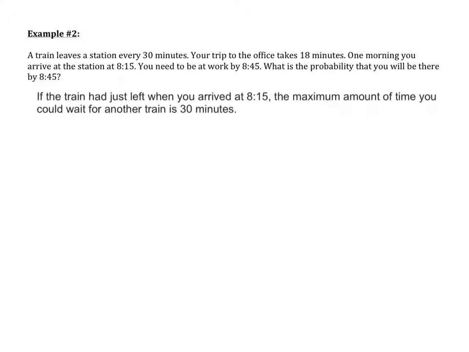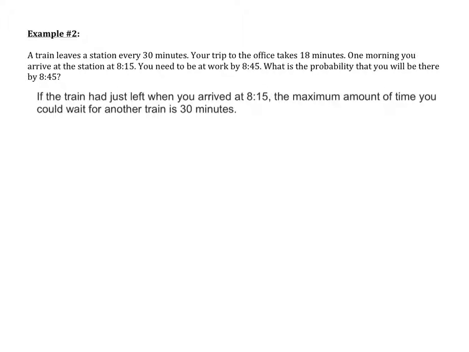So if you wait another 30 minutes, that means the next train would show up at 8:45, but that's the time that you need to be arriving at work, and it takes 18 minutes to get to work once you're on the train. So what we need to figure out is what is the absolute latest you could leave the train station to travel 18 minutes to get to work by 8:45. So what I'm going to do is take the 8:45 minus the 18 minutes to get the time in which you need to be on the train by in order to get there on time.